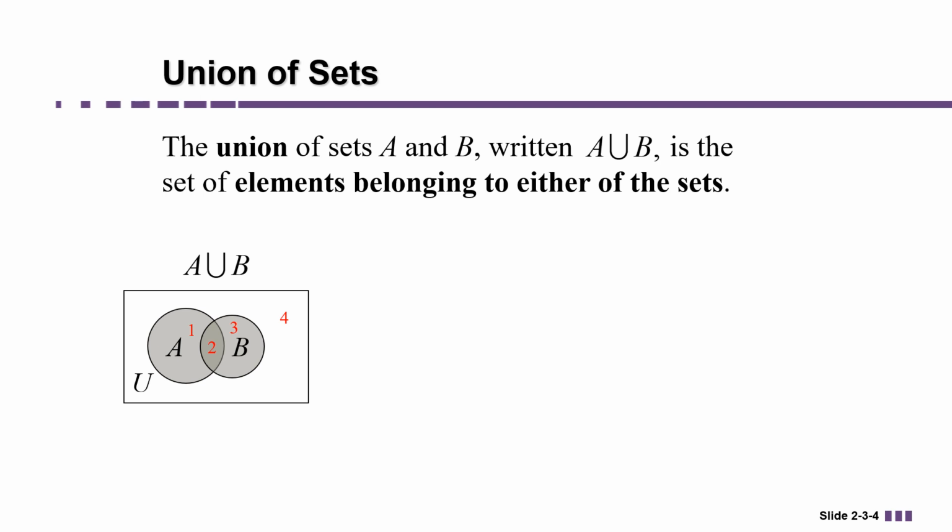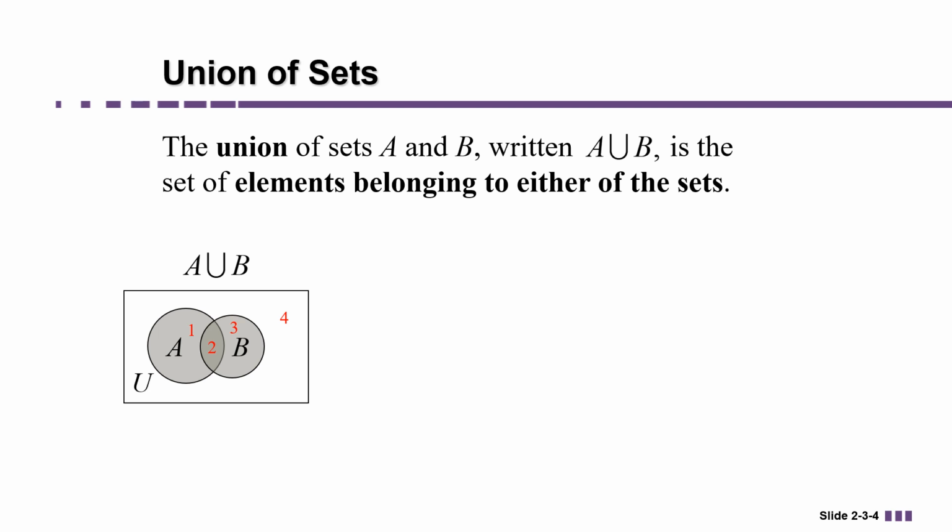Now let's talk about union. The union of sets A and B is written A U B, and it's the set of elements belonging to either of the sets. So if it's in A, we include it in the union. If it's in B, we include it in the union. And if it's in both, we include it in the union as well.